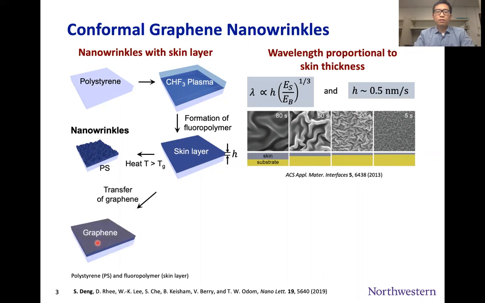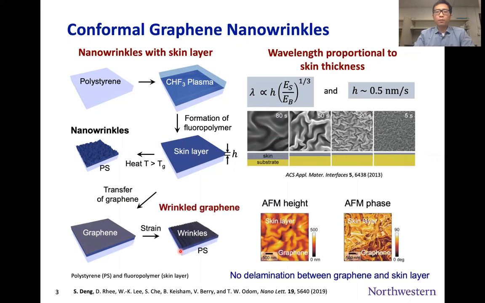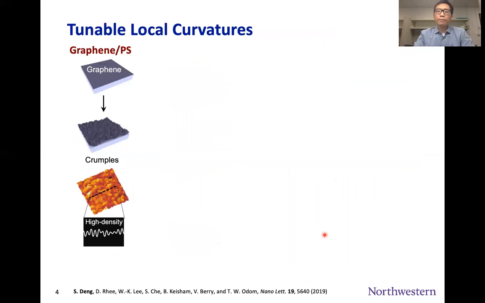So by transferring graphene onto these skin layers and then further shrinking the substrates, we can introduce the wrinkle features in the graphene on the fluoropolymers on the substrates, as you can see from some AFM results shown here. This gives a great power to design the local curvatures in the graphene. Similar to the previous method, we can still introduce crumple structures in the graphene just by transferring graphene onto bare polystyrene surface, then shrinking the substrates. We can introduce crumple structures in the graphene, as you can see from the AFM result shown here.